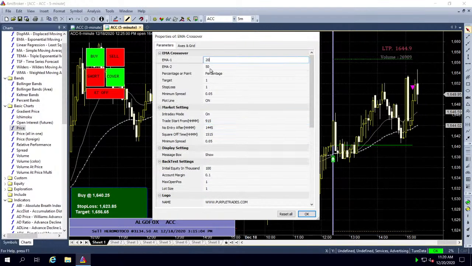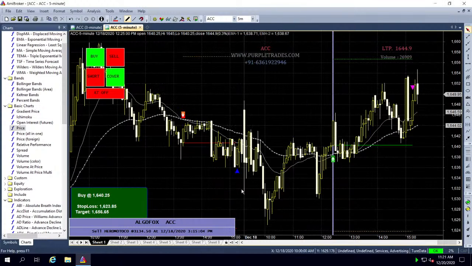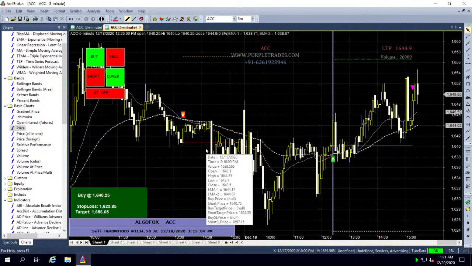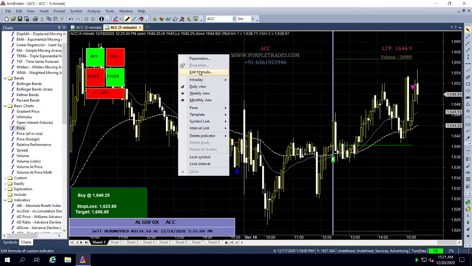So right now what I've done is that I've chosen 20 and 50 EMA, and I can change around and play with the moving averages as well. Target is 1% from my entry. Stop loss is also, say, 1% from my entry. And I want to start trading from 9:15 a.m., take trades only till 2:45 p.m., and square off all the open positions at 3:15 p.m. That's it. So now that I have defined all of this, I can click on OK, and you will see the strategy here. Those who want to know how to write code for the strategy, this code is written in AFL language.